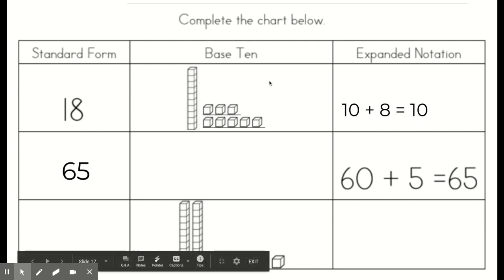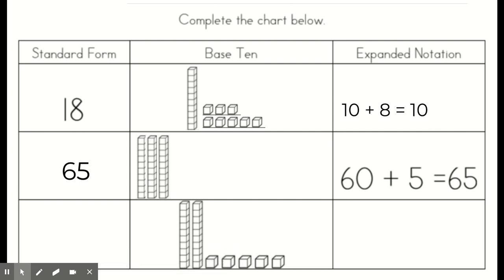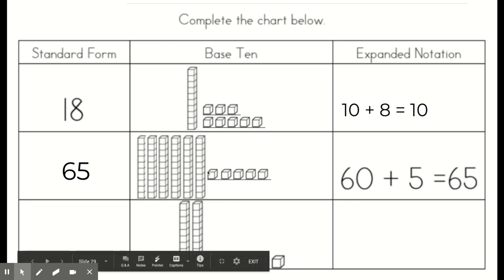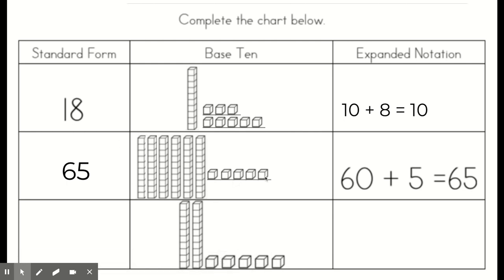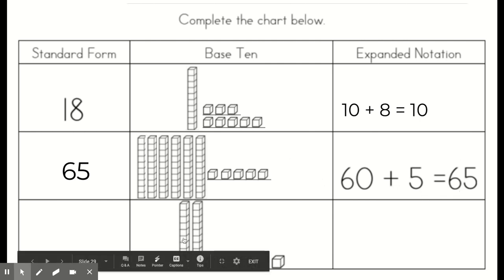65. So base 10 is 6 of these: 10, 20, 30, 40, 50, 60, and then 5 ones. 1, 2, 3, 4, 5. You don't have to draw these here with this much detail. You can just draw a long, thin box and then squares here to represent the ones. And the expanded notation is done for you on this one. So here you have to look at the base 10 and decipher that.